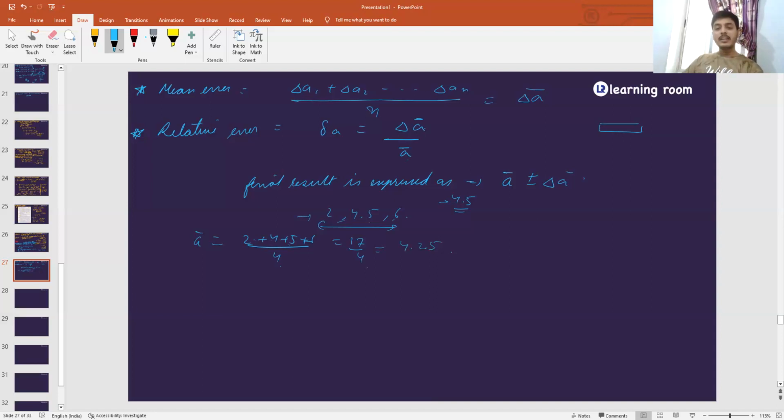Let us say that the exact value is 4.25 only. We are assuming it to be. Now you have to find the absolute error, delta A1 in the first measurement, that is 4.25 minus 2. Delta A2 is how much? 4.25 minus 4. Delta A3 is how much? 4.25 minus 5. And delta A4 is how much?